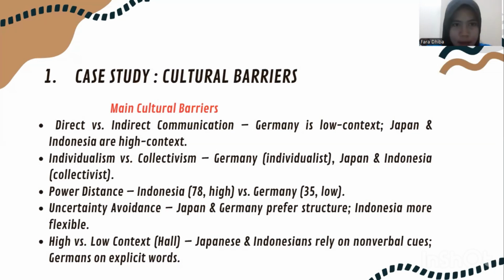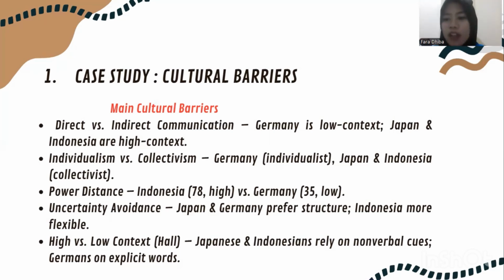And then these are the main cultural barriers. The main barriers come from different communication styles. Germans are very direct and low context. They say exactly what they mean. Meanwhile, Japanese and Indonesian members are high context and avoid direct confrontation.